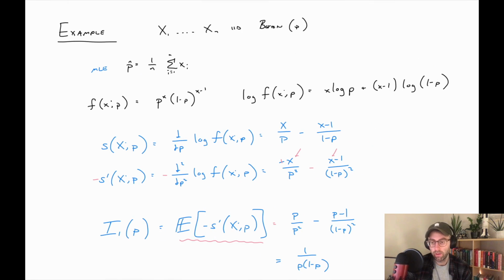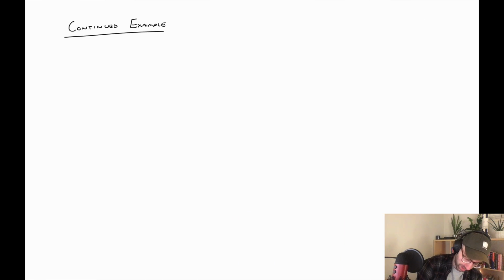Okay, so I have the information for an individual observation, but now I want the information provided by the whole sample. That is this. Because we're dealing with an IID random sample here, this is n times the information given by a single observation. So that is n times the thing that we found. Okay, cool.